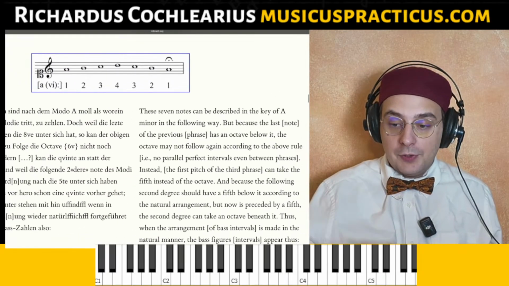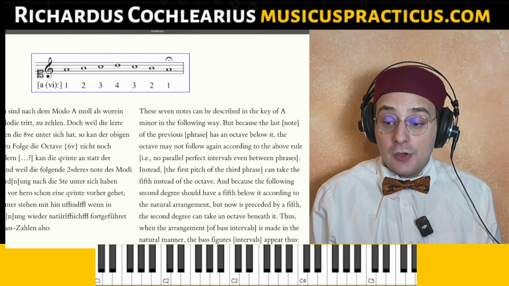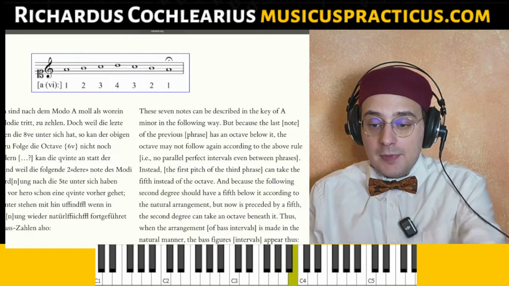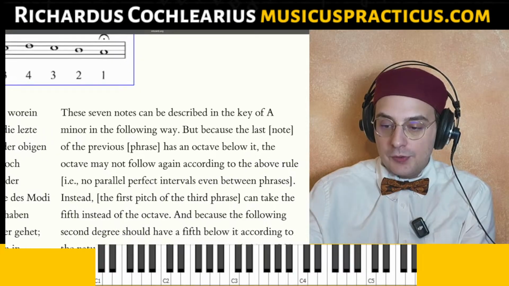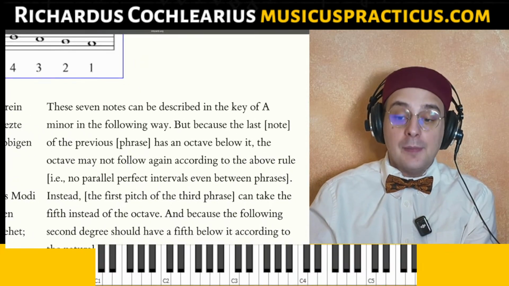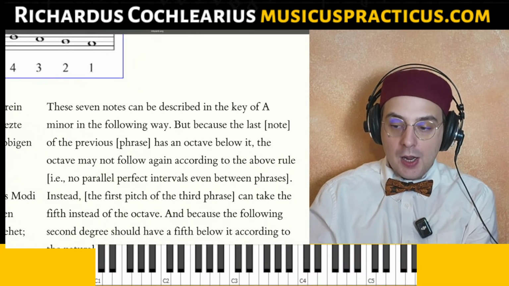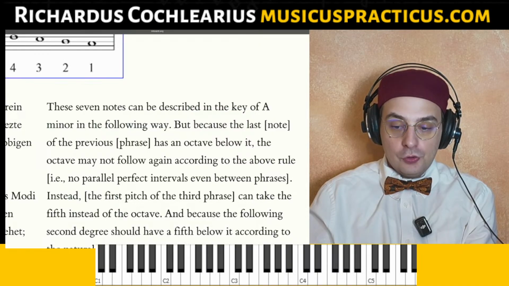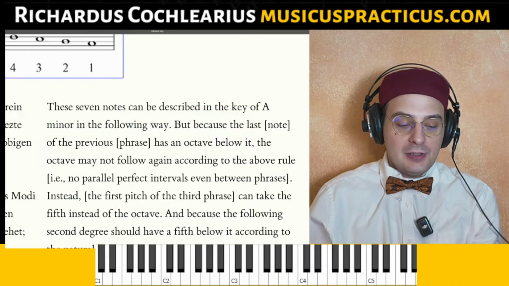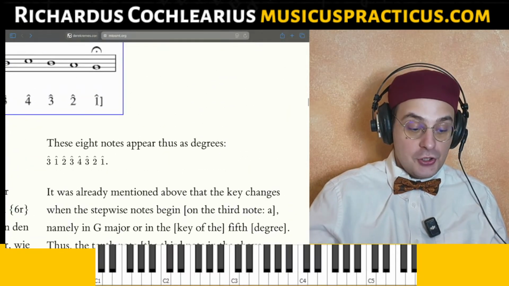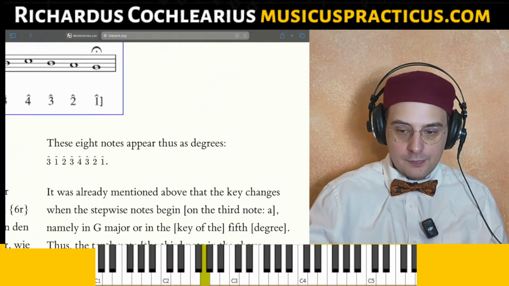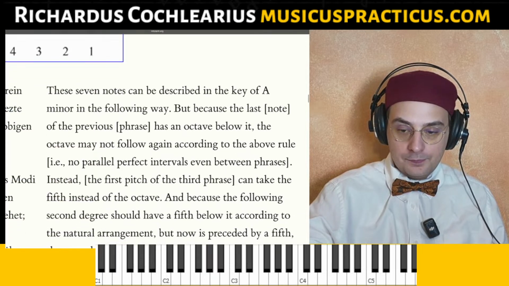Then we have the third phrase. These 7 notes, Re, Mi, Fa, Sol, Fa, Mi, Re, can be described in the key of A minor in the following way. But because the last note of the previous phrase has an octave below it, so the last note we are talking about, G, it has an octave.